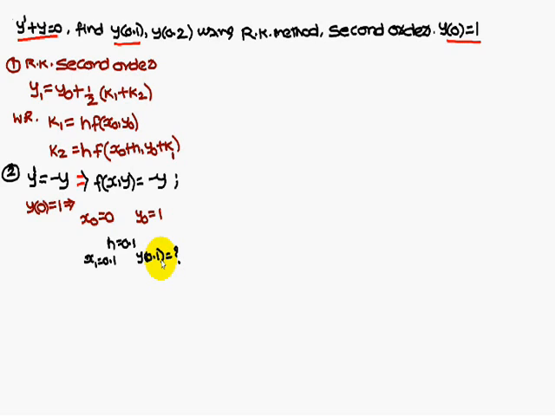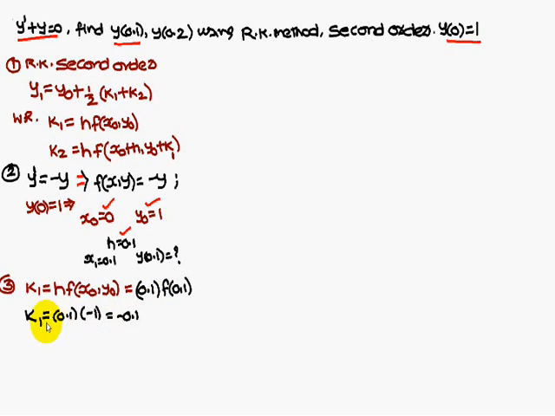Next, the k1 value you have to find out. k1 is equal to h into f of (x0, y0). x0 is 0, y0 is 1 and h is equal to 0.1. Substitute the values: k1 is equal to 0.1 into f of (0, 1). The function is minus y, and in place of y we have 1, therefore minus 1. That is nothing but minus 0.1. So k1 is equal to minus 0.1.